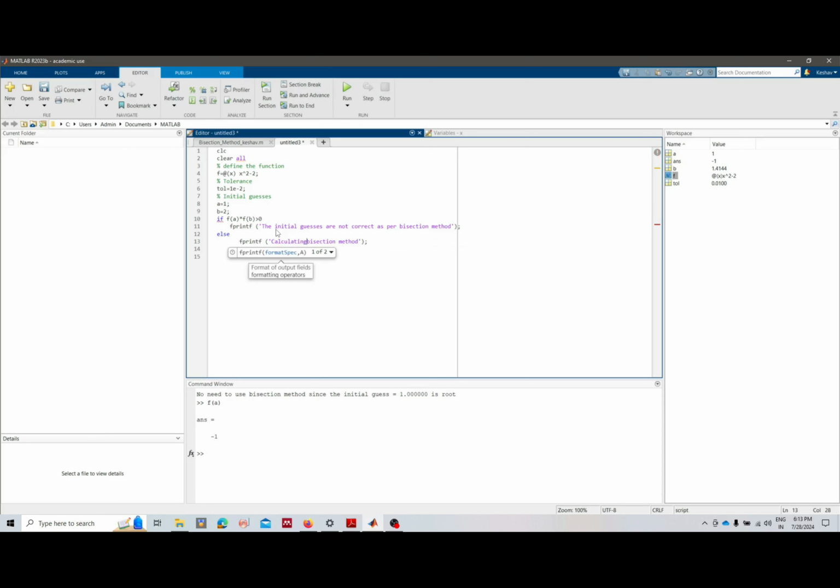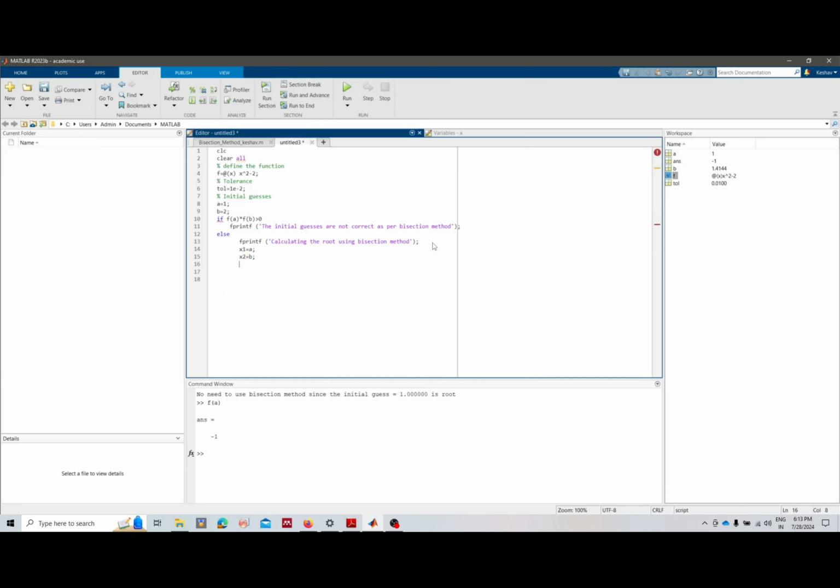Calculating the roots, or rather I should say root, using the bisection method. So suppose we define some x1 equal to a and x2 equal to b.